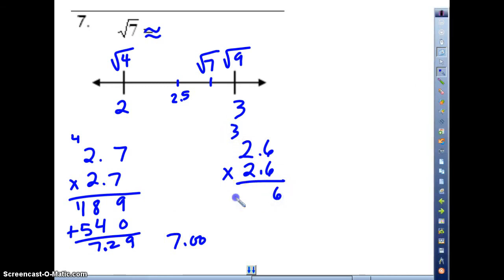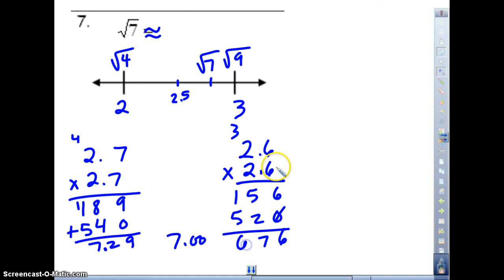36, that's 12, 13, 14, 15. Put in my little fake 0 there. That's 12 and 5. That's 6. That's 7. With 2 decimal places, I got 6.76. Which one of these two numbers is closest to 7?